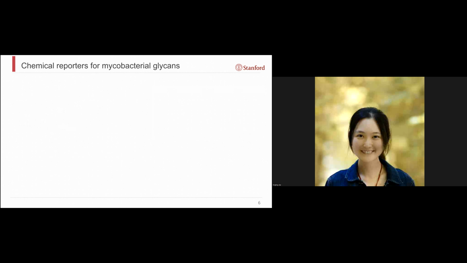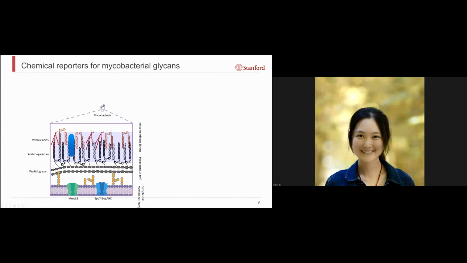Another approach is chemical reporters that label the mycobacterial glycans. This is an image of the Mycobacteria cell wall structure, and as you can see, they have very thick cell walls, including the mycomembrane, periplasm area, and also the cytoplasmic membrane. Together, these form very formidable layers for the bacteria to maintain their shape, and also to do a lot of biosynthesis to degrade the antibiotics.